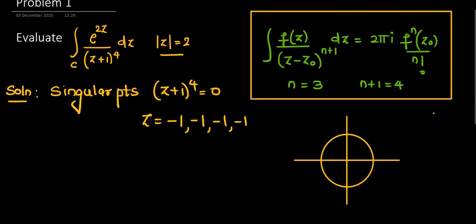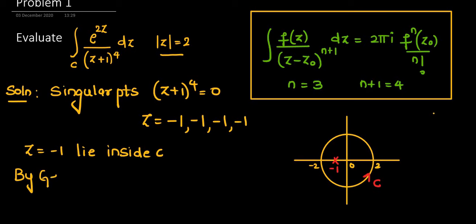So we have a circle with center at origin and radius 2. Let us locate these points in this graph. Z equal to minus 1 lies inside the circle. Since the direction is not given, let us take anti-clockwise direction, and we have Z equal to minus 1 lying inside the circle. By generalized Cauchy integral formula, we can mention that Z equal to minus 1 lies inside the circle.